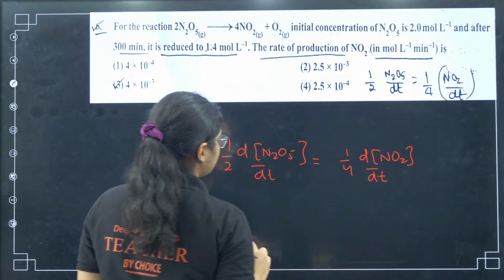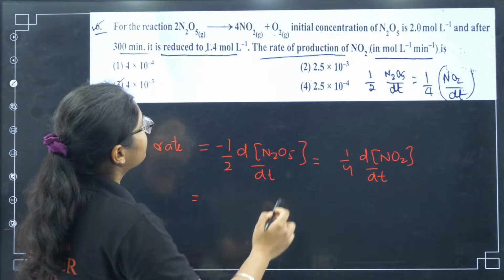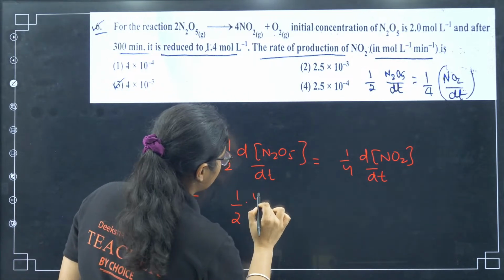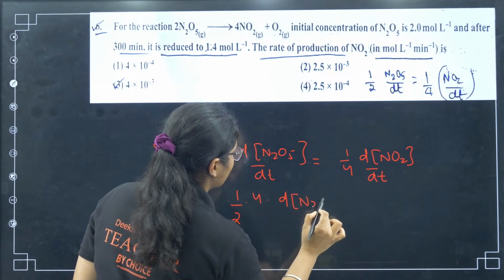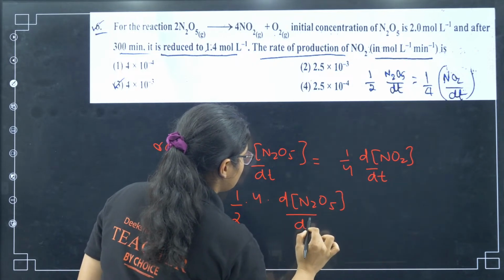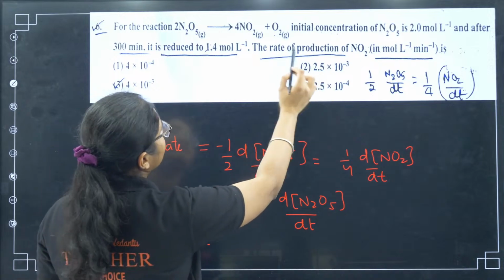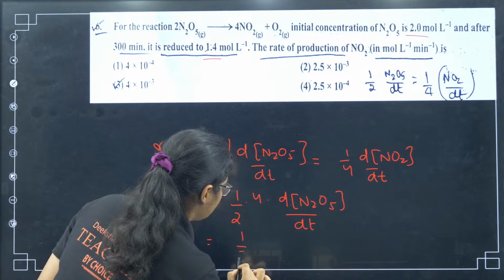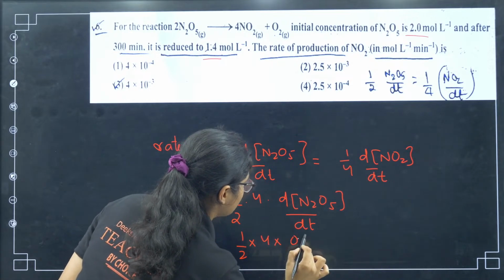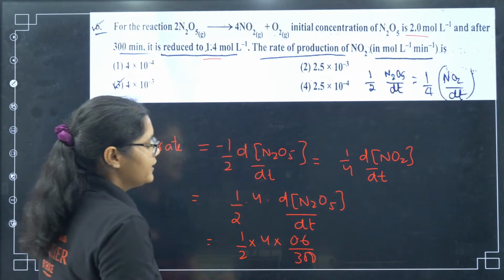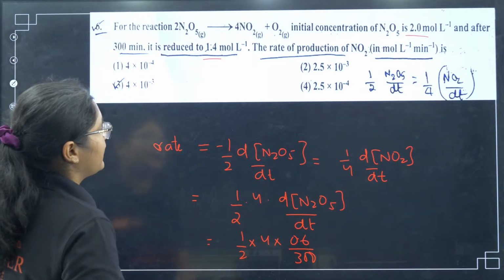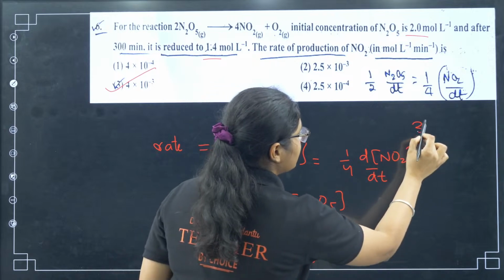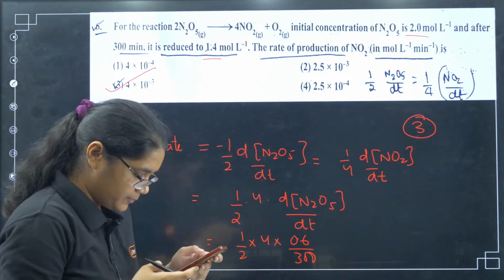Okay, so now we have to calculate the rate of production of NO2. So that will be 2 into 4 into... that is, d[NO2]/dt equals 4 by 2 times d[N2O5]/dt. Now d[N2O5]/dt, we have the value given, from 2 to 1.4. That means 1 by 2 into 4 into 0.6 divided by 300. So if I solve this, I will be getting 4 into 10 to the power of minus 3. So the answer for this one will be option number 3 here. Okay.